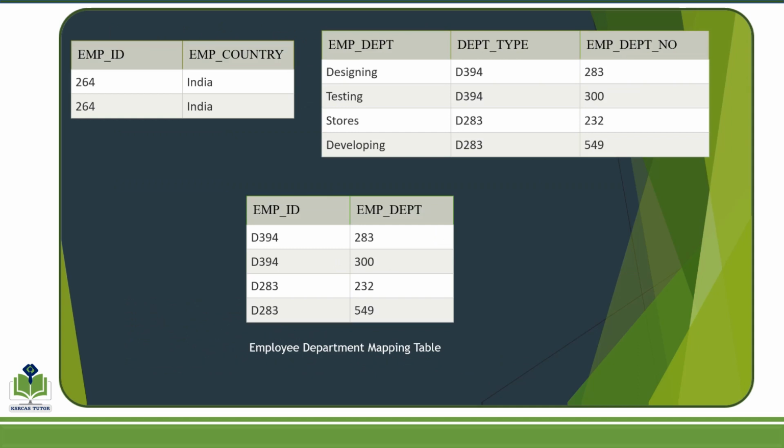So now the tables are in Boyce-Codd normal form. That is, the very first table, employee ID with employee country. The second table, employee department, department type, and employee department number. Based on the employee department, we can find out the department type and employee department number. Similarly, based on the employee ID, we can find out the employee country. So the third table denotes the mapping or the relationship between these two tables.